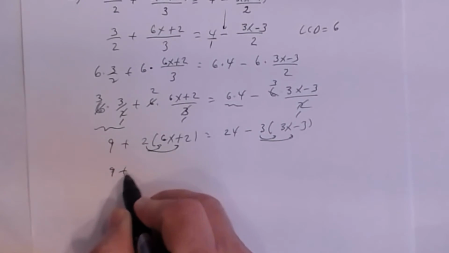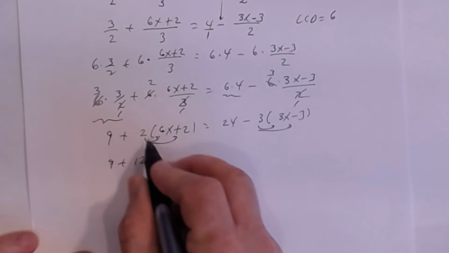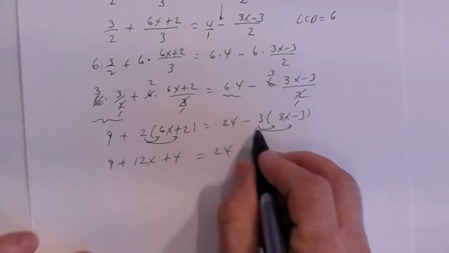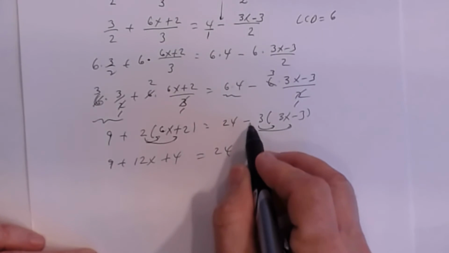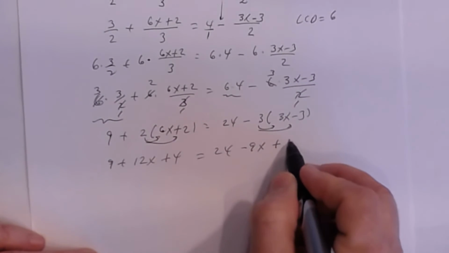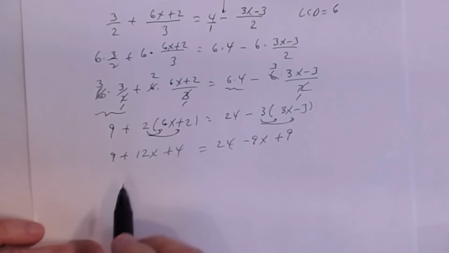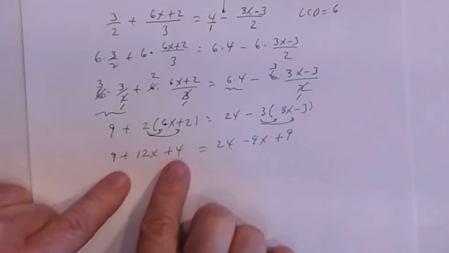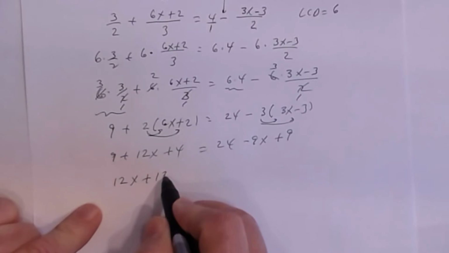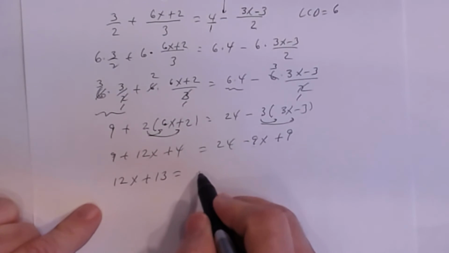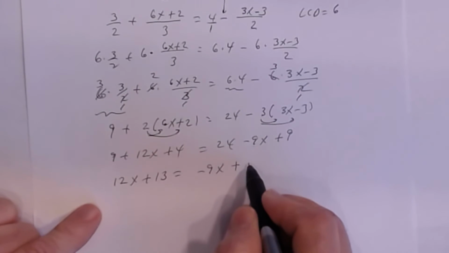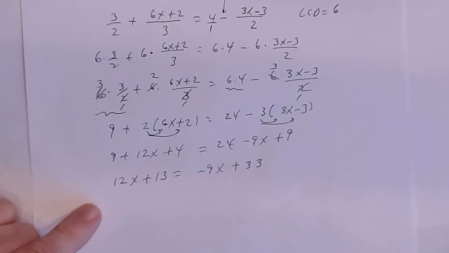So I get 9 plus 2 times 6x is 12x. 2 times 2 is 4. Equal 24. And then let's go ahead and distribute the negative 3 here. Negative 3 times 3x is negative 9x. A negative 3 times a negative 3 is a positive 9. Okay, now combining like terms, I can easily combine 9 and 4. So I get 12x, and 9 plus 4 is 13, equal negative 9x, and then 24 plus 9 is, was that 33? 33. Okay.